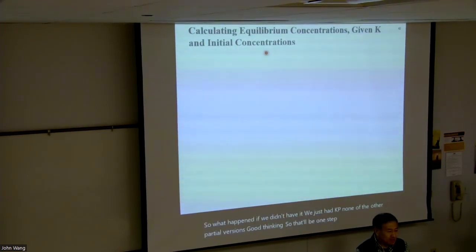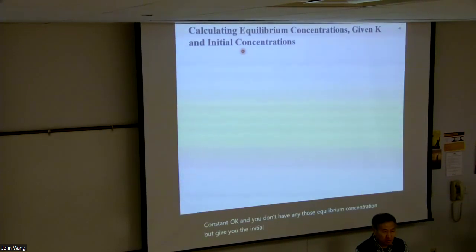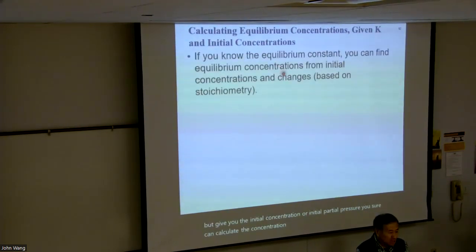And if you are doing the equilibrium constant problem and you don't have any other equilibrium condition, but you use the initial condition and the initial partial pressures, you still can calculate the condition at equilibrium, okay? So if you know the initial concentrations, you can find the equilibrium concentrations. You have to figure out the change of everything. You don't know the change, but you can assume it.